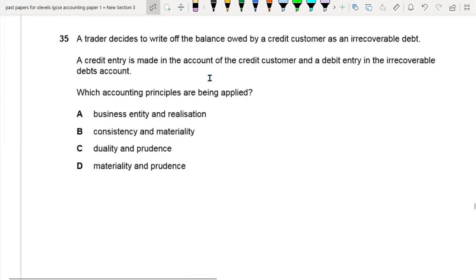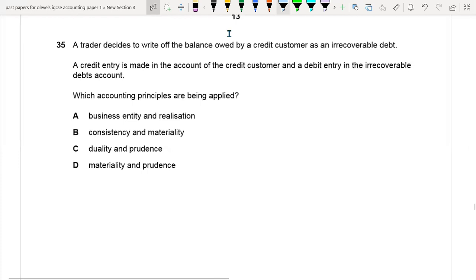Okay, so this is my MCQ 35. A trader decides to write off the balance owed by a credit customer. Basically, this is a bad debt, an irrecoverable debt. A credit entry is made in the account of the credit customer and a debit entry in the irrecoverable debts account. Which accounting principles are being applied?